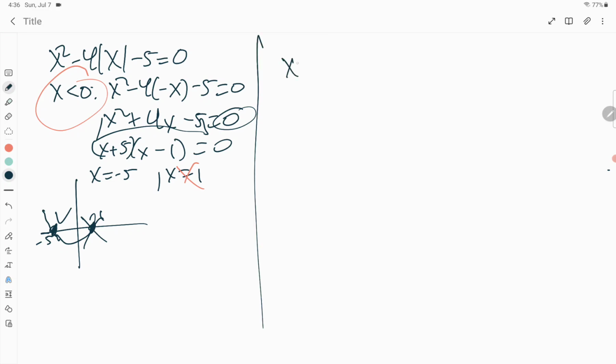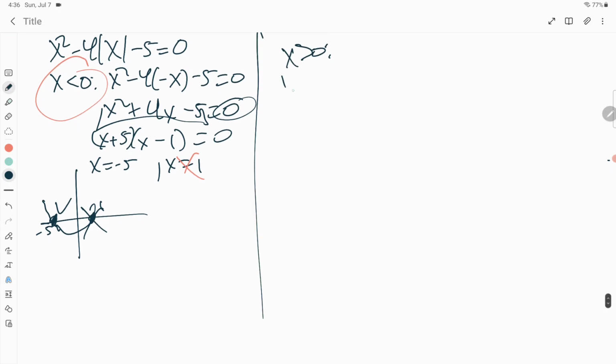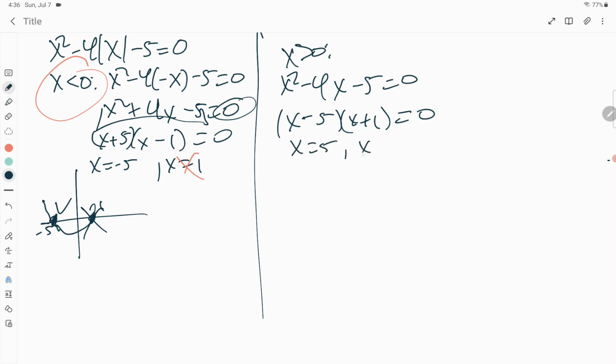Okay, when x is greater than 0, we have x squared minus 4 times x, so you just drop the bars and just put x directly, minus 5 equals 0. Again, just factor this: x minus 5, and then x plus 1, product is negative 5, sum is negative 4. So x is 5 or x is negative 1. But again, we got to remember that this is greater than 0, so this one has to be rejected. And this is the acceptable one.